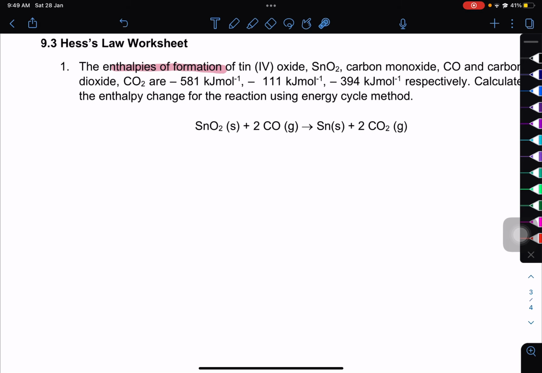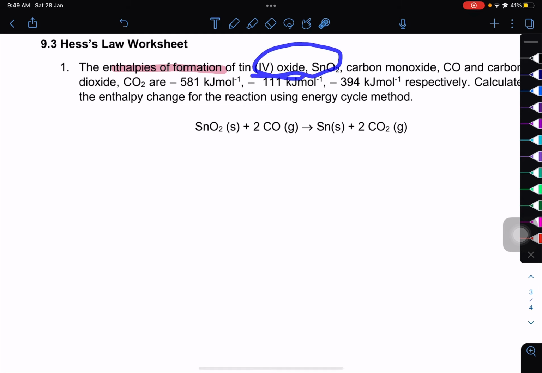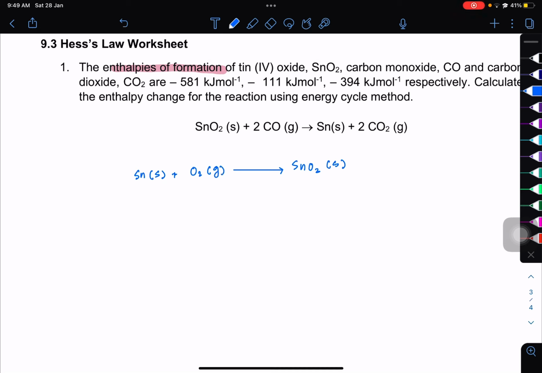So first, they tell us about the formation of tin oxide, SnO2. Tin oxide is a solid. This is the first formation. It is formed from stannum in solid plus oxygen in gas. So this is the formation of tin oxide.